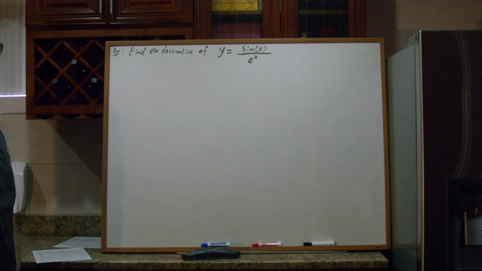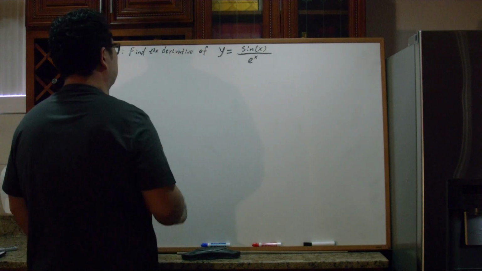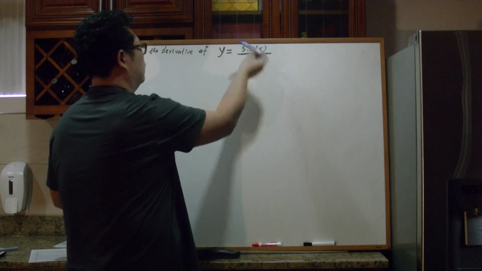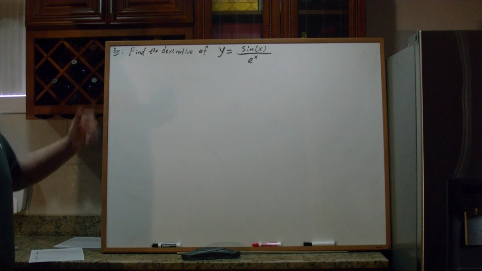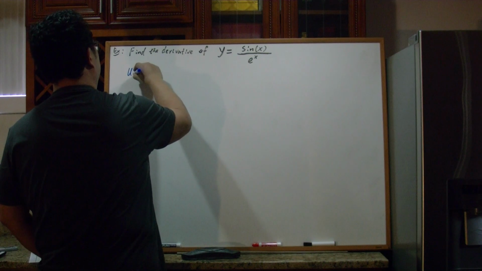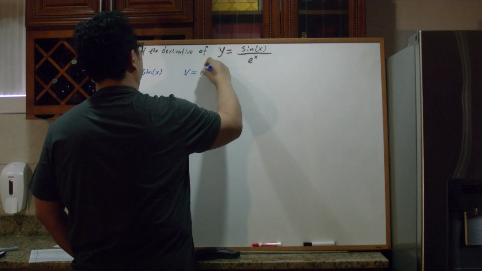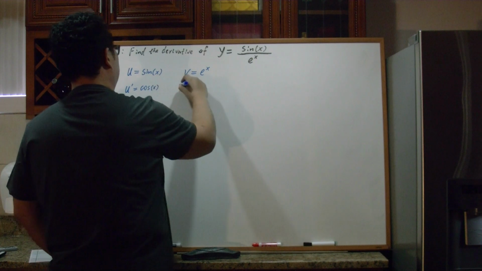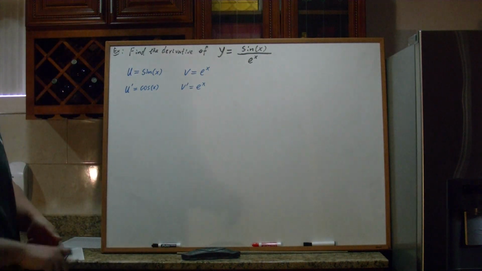When we find the derivative of y equals sine x over e to the x, we can still apply the quotient rule, since here is the quotient of sine x over e to the x. When we have a quotient of functions, we use the quotient rule. We identify the u and the v first. u is sine of x, v is e to the x, where u prime is cosine of x and the derivative of v is e to the x. That's what we need for the quotient rule.